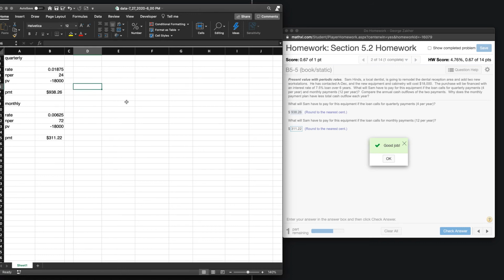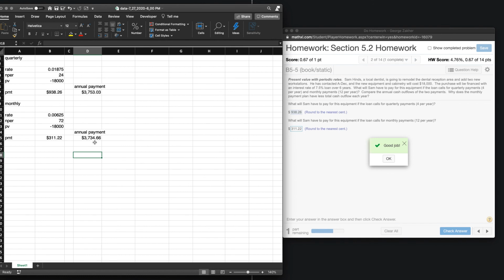So, annual payment. In other words, how much are we actually paying in the total year? In this case, it's going to be the quarterly payment times 4, right? Because we're paying 4 times in the year. And we want to compare that to the annual payment if we pay monthly. So that's going to be this payment times 12 because we're paying 12 times in a year. So yeah, you can see that we're actually paying a little bit less if we pay monthly.